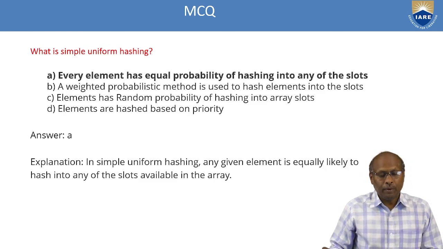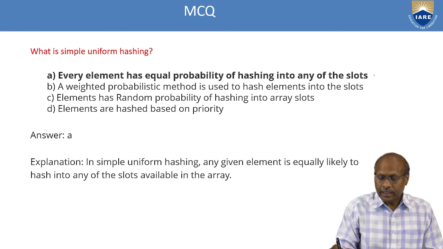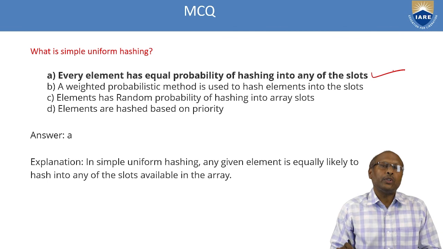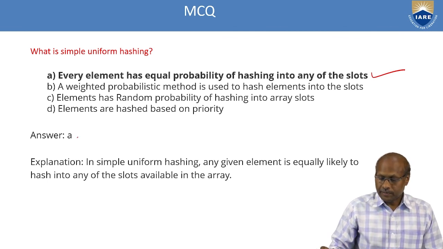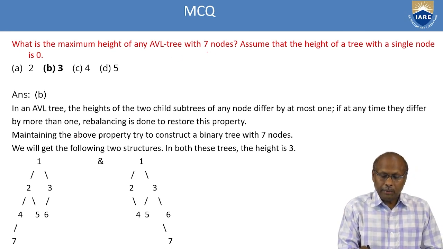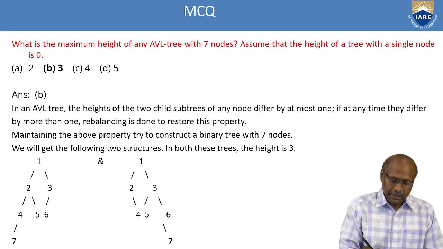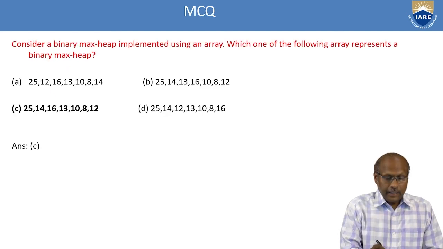What is simple uniform hashing? Every element has equal probability of hashing into the hash table, because that is the main property of uniform hashing. The answer is A. Next, what is the maximum height of an AVL tree with 7 nodes? Maximum height is, if you observe here, this is the B. So the answer is B.